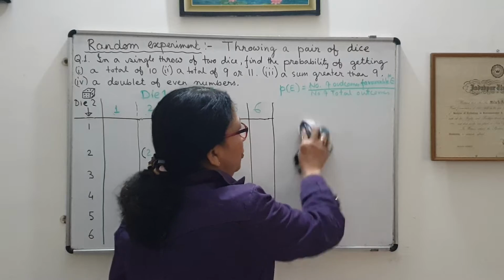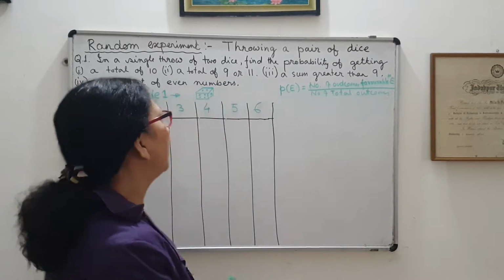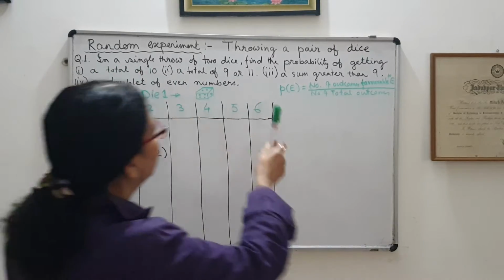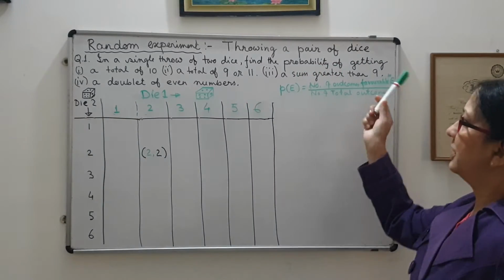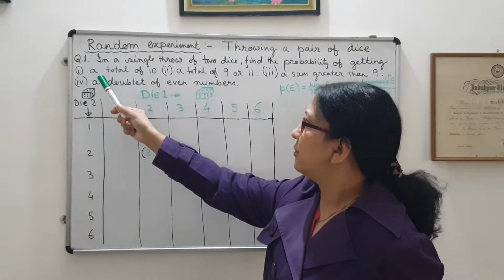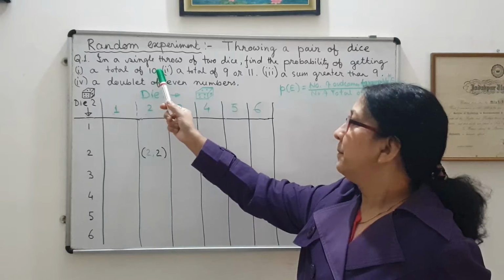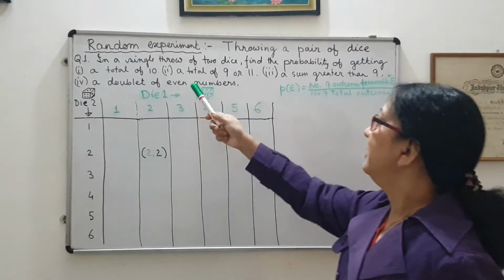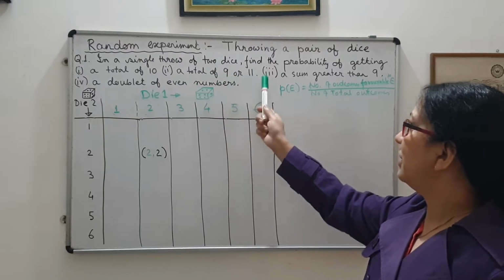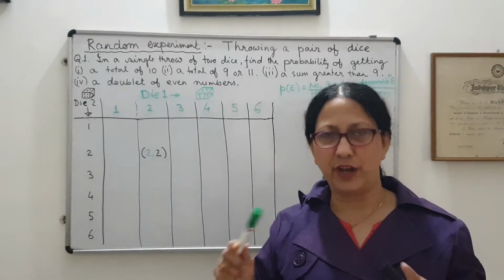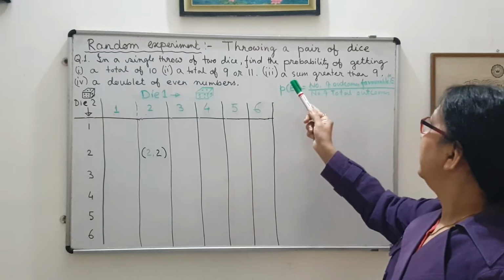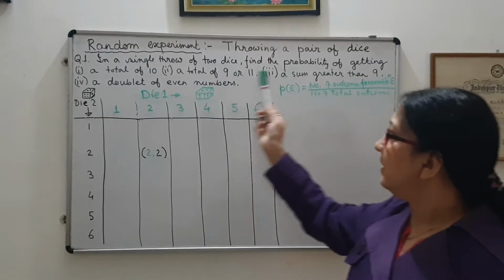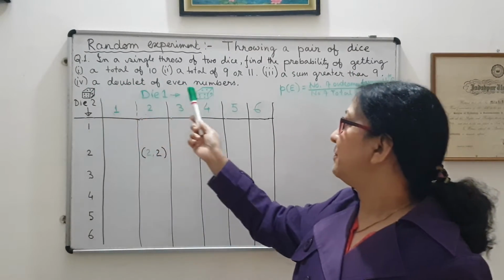So in the question, in a single throw of two dice, find the probability of getting: first, a total of 10, meaning the sum of the numbers that came up on the two dice should be 10. Second, a total of 9 or 11, that is the sum of the numbers on the two dice will be either 9 or 11. Third, a sum greater than 9, and fourth, a doublet of even numbers.